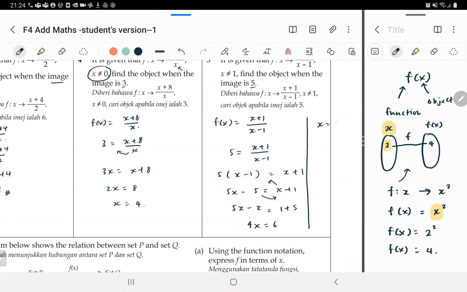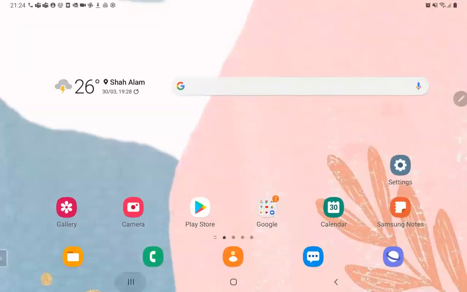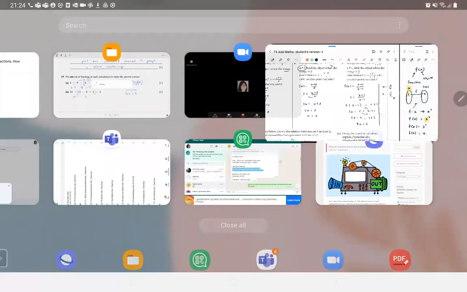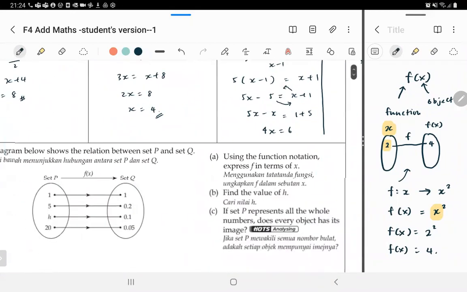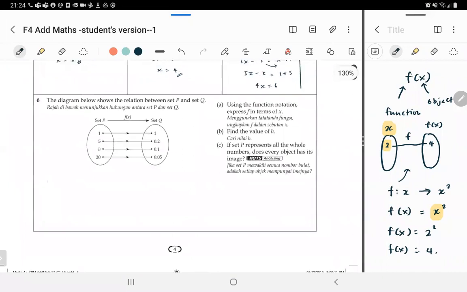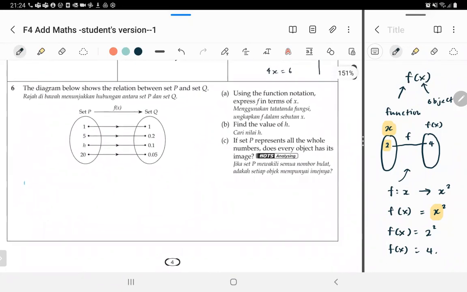Okay, x equals 6 over 4. x equals 3 over 2. Doesn't matter if you want to do the indication, the hashtag at the side or not. It is okay if you leave it like this, or if you do like this one, can also. Okay, this one, question number 6. Okay, try.